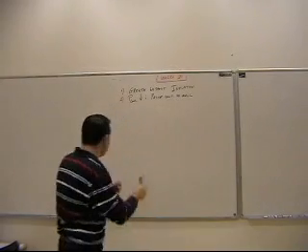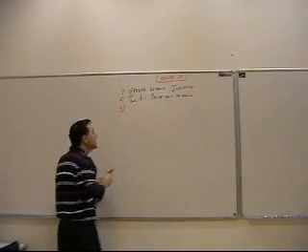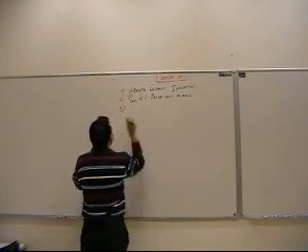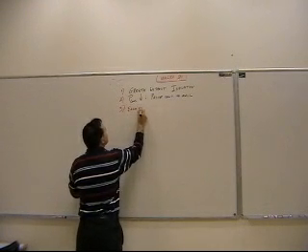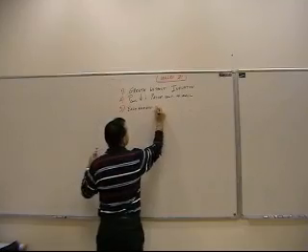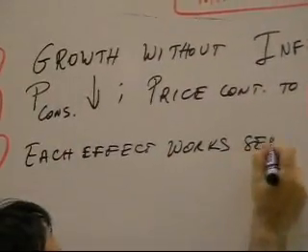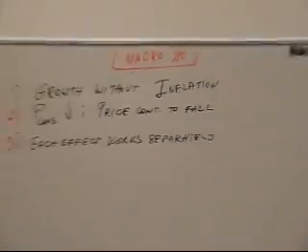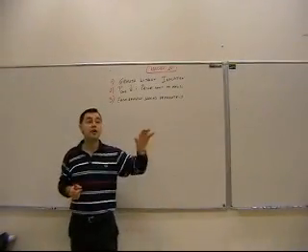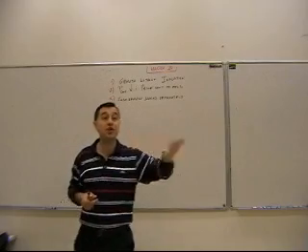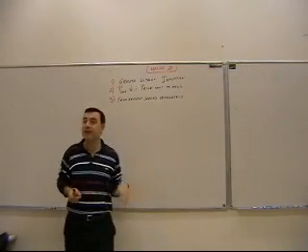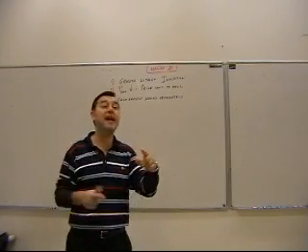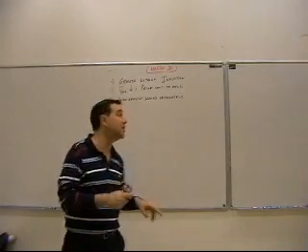Alright, so number 3, which is very important, is that each effect works separately. In other words, effect number 1 works whether 2 is there or not there, whether 3 exists or it doesn't exist. So, it may be that one of the effects doesn't work, the other 2 will still continue to work because the effects are not dependent on each other. The mechanism was completely different.